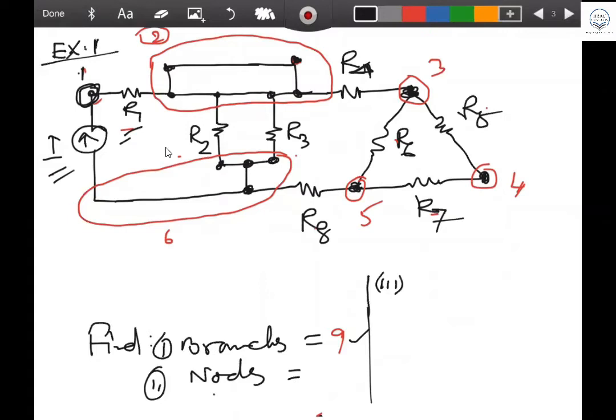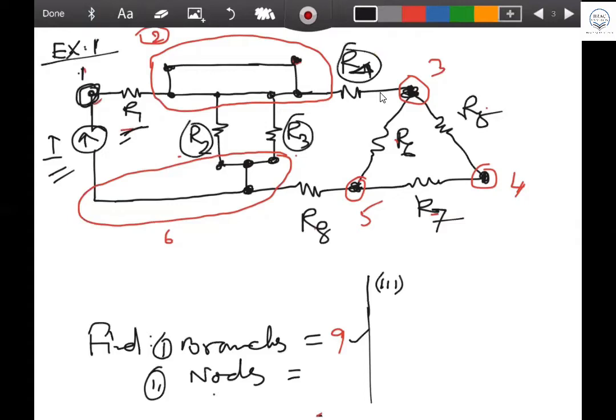Node 2. Node 2 is the joining point of how many elements? Jihad, can you tell me? Node 2, bit faster. 4, sir. Tell me which 4. Hey, node 2, tell me what is that? Sir, R1, R4, R2, R3. Excellent. So R1, R2, R3, R4.